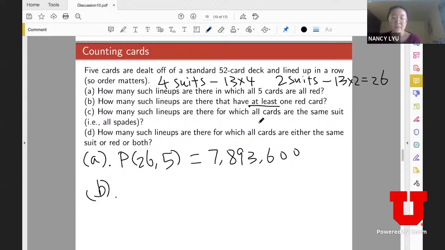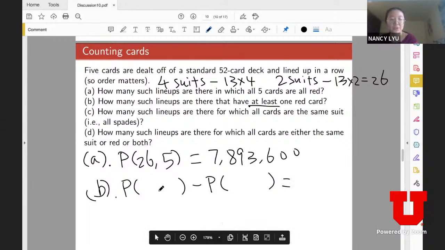So if you notice at least in the question, you can use the rule of complement, which means you find the total number of outcomes or lineups to draw 5 cards, minus the possibilities where you do not have a single red card. And that will give us at least 1 red card. So what are we going to put in these boxes?